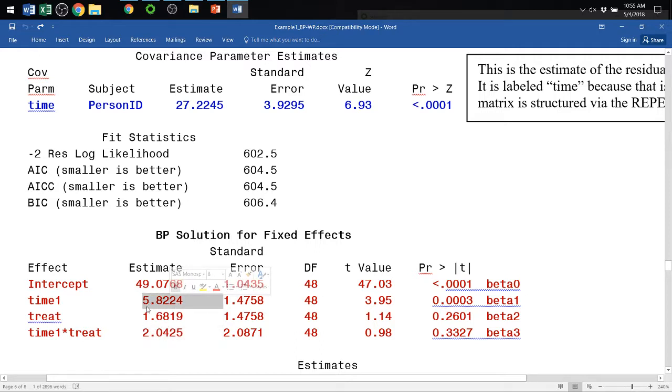positive. So in the control group, the difference between pretest and posttest is 5.8. In the treatment group, that difference of 5.8 becomes more positive by 2. So the treatment group grew more than control by 2. However, not even close. I can't even call this approaching significance, right?